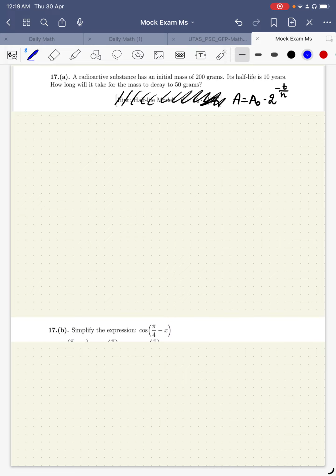How am I gonna solve this question here? First, I need to make sure I understand all the variables inside my model. A here stands for the amount at t. A0 here stands for what? Initial amount. t here stands for the time, and h here stands for the half-life.